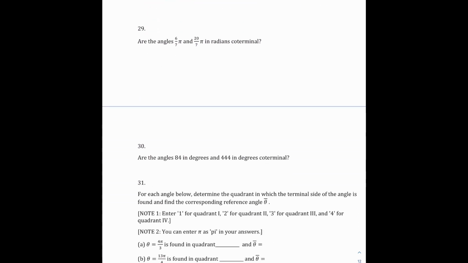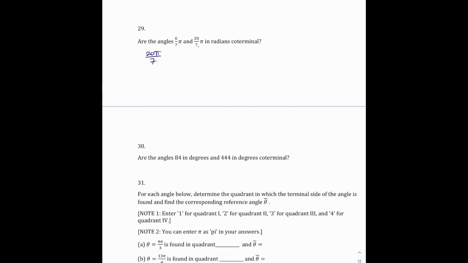Number 29, are the angles 6π/7 and 20π/7 in radians coterminal? In order to find if they are coterminal, we need to see if the terminal side is in the same place. So I'm going to take the 20π/7 and see if I can make it into 6π/7. 6π/7 is less than π, and 20π/7 is more than 2π.